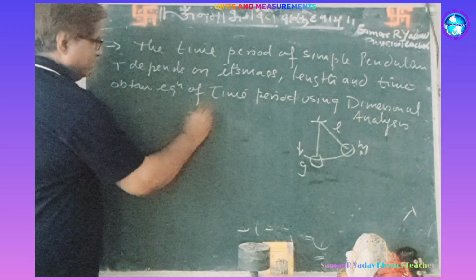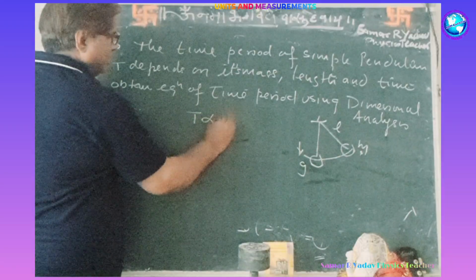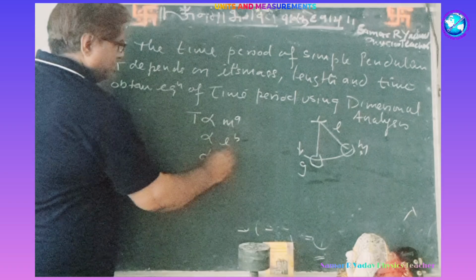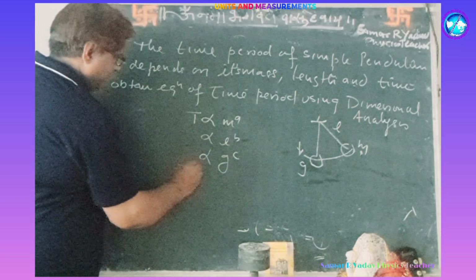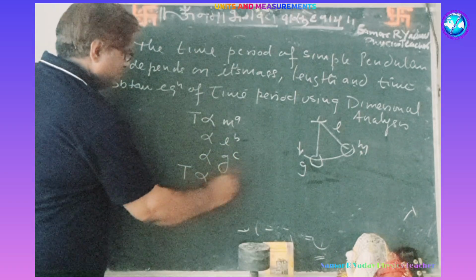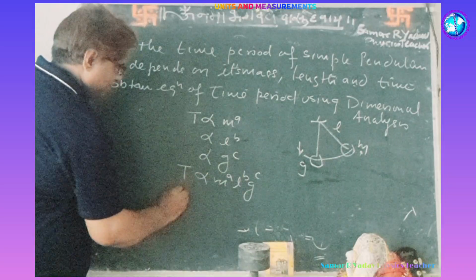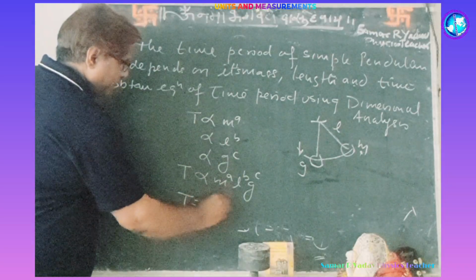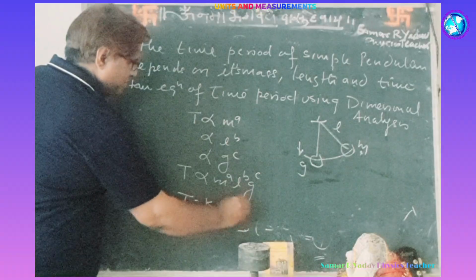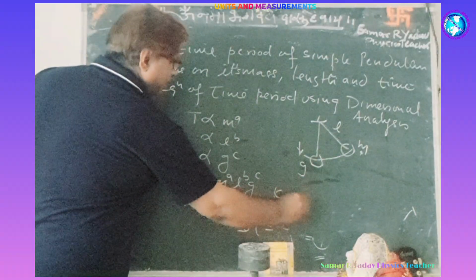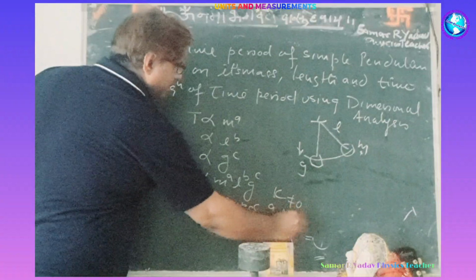Now you know that here T is proportional to m raised to a, proportional to L raised to b, and proportional to g raised to c. Therefore T is proportional to m^a L^b g^c. Therefore T is equal to k m^a L^b g^c, where k is a non-zero constant and a, b, c belong to R.